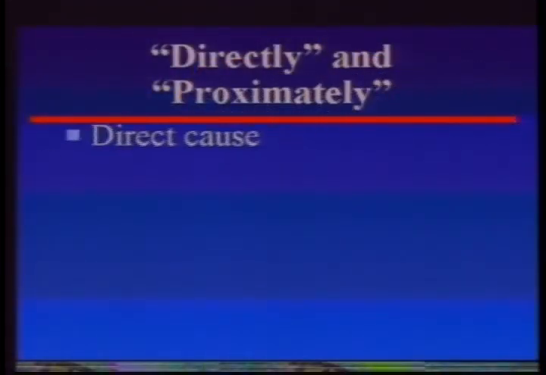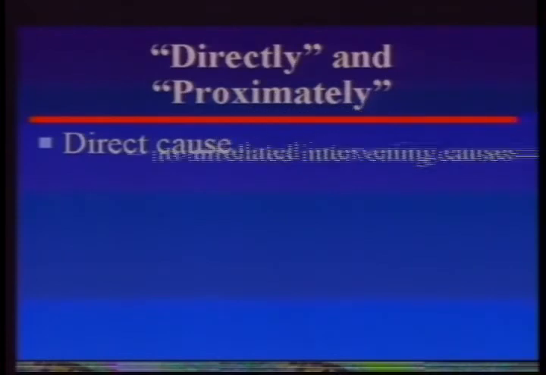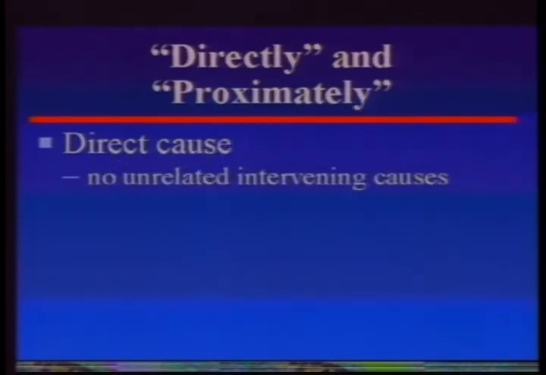Directly and proximately are different. Directly conjures up the idea of nothing interfering, a direct line of causation, no unrelated intervening causes, if you will. So one of the cases we're going to talk about talks about intervening causes, and they say that it's not direct if something comes in and is not related to that. But if it's related, it's still in the direct line of causation.